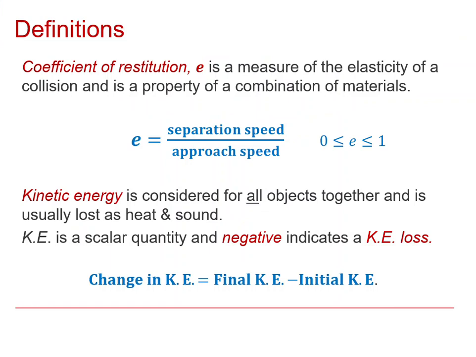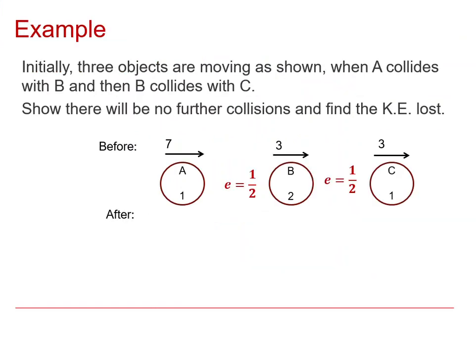Now kinetic energy has to be considered for all the objects, and we're interested often in finding the change in energy, and it's the final kinetic energy minus the initial. And if that turns out to be negative, that shouldn't surprise us, because in a collision we very often lose energy. So here's our first case, and you'll see it's more complicated.